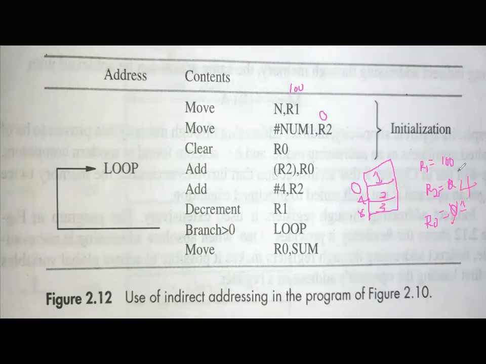Then decrement R1. Then what will your R1 value be pointing to? 99, exactly. Then we need to check the loop. What is that? Branch greater than 0. We need to check whether R1 is greater than 0 or not. What is the R1 value? 99. Yes, it is greater.